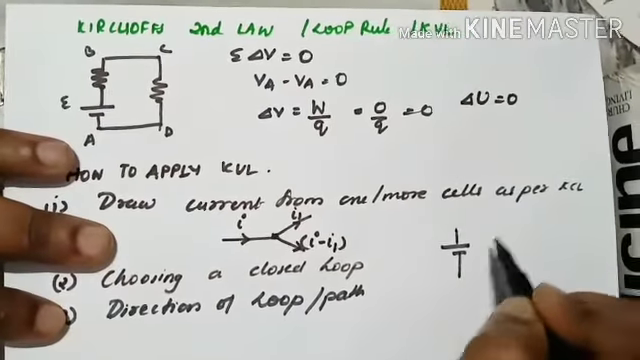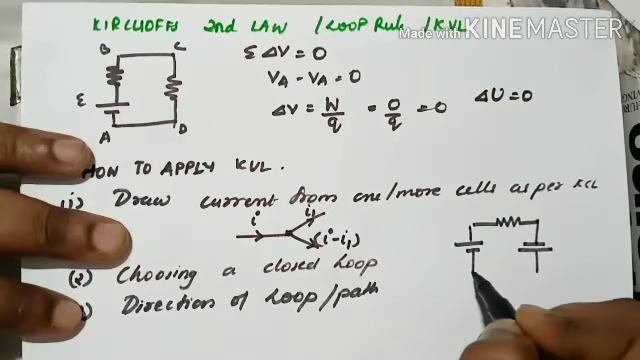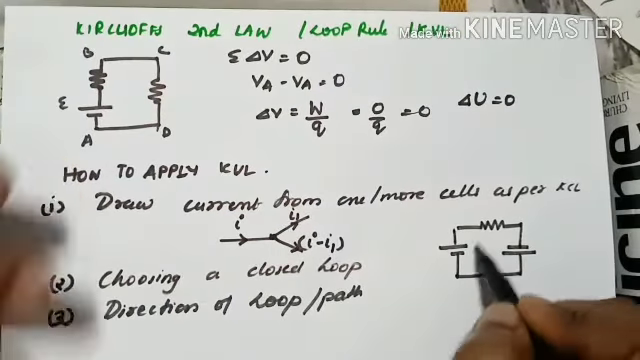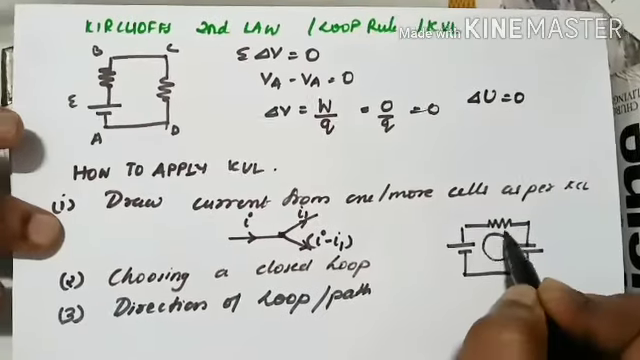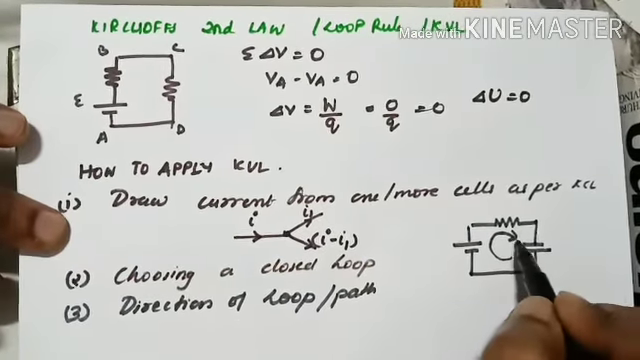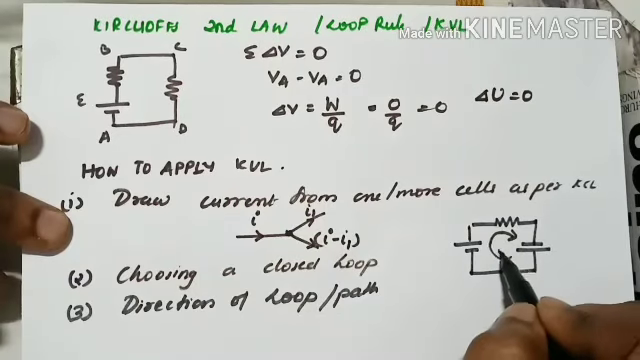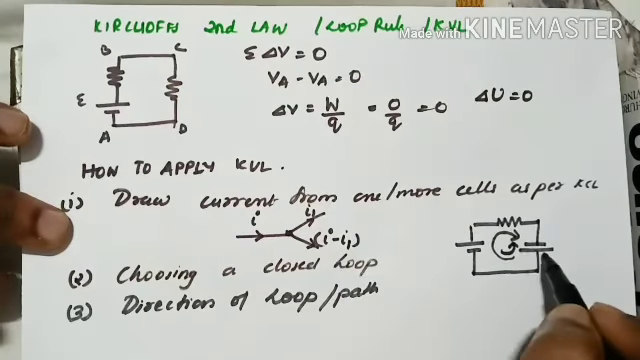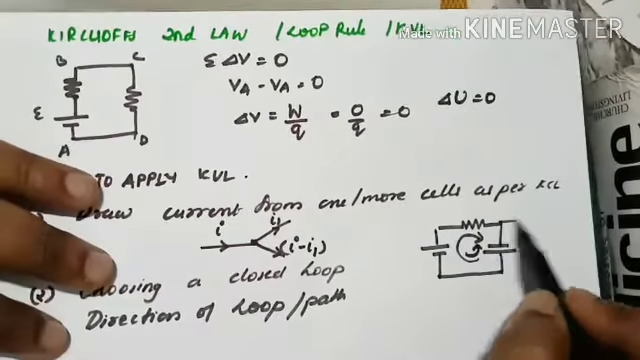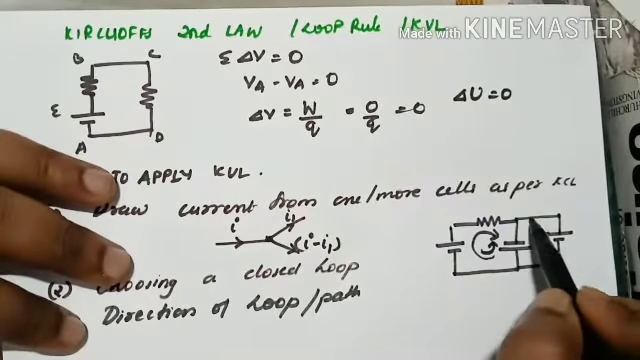Suppose this is your circuit. This is an external resistance. You are having 2 supplies. In this loop, the path I am selecting, I can move in this direction, which is clockwise, or I can move in the anti-clockwise direction, either path. Then suppose there is another panel like this, another supply and another resistance.